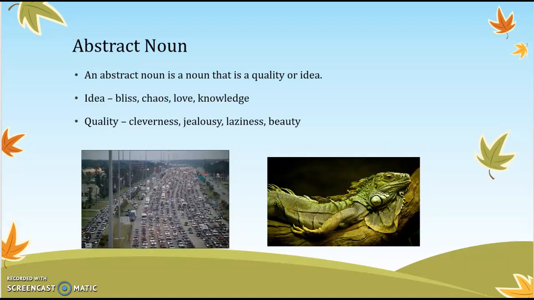An abstract noun is a noun that is a quality or idea. Some idea examples would be bliss, chaos, love, or knowledge. Some quality ideas would be cleverness, jealousy, laziness, or beauty. And below are some images of chaos right here, and what I think represents laziness is this lizard. He's looking pretty lazy.